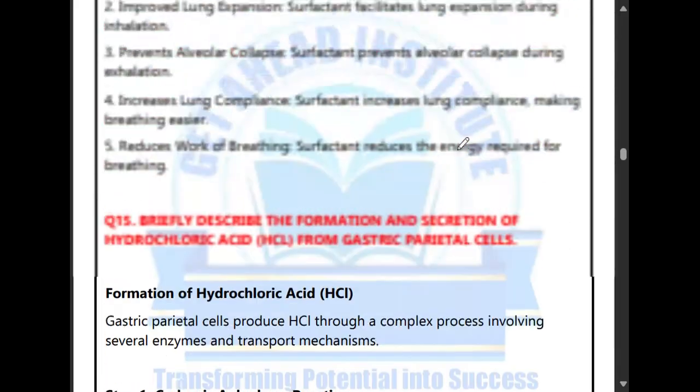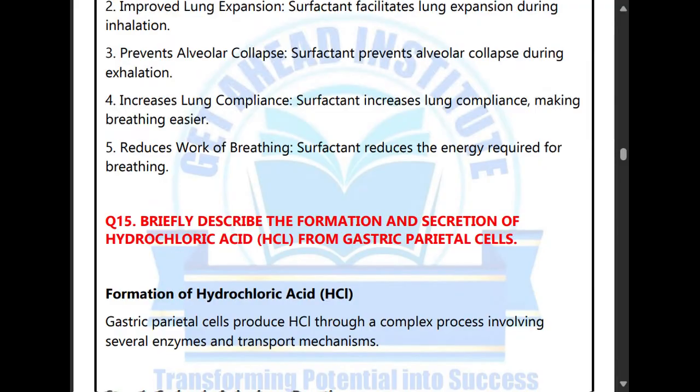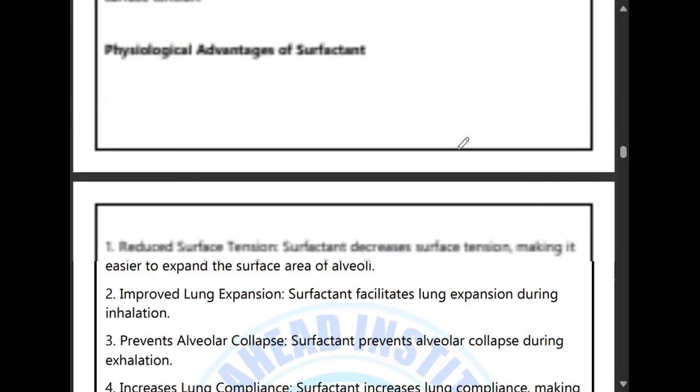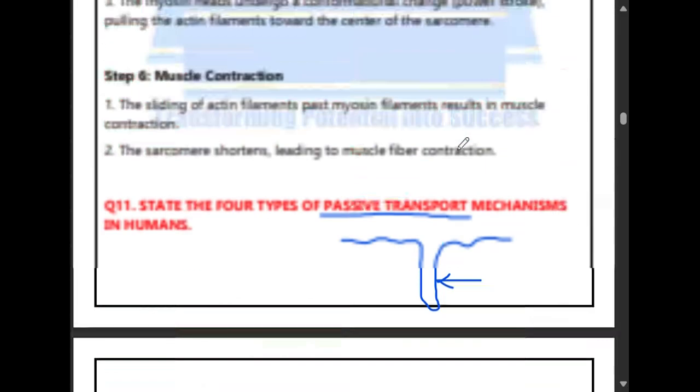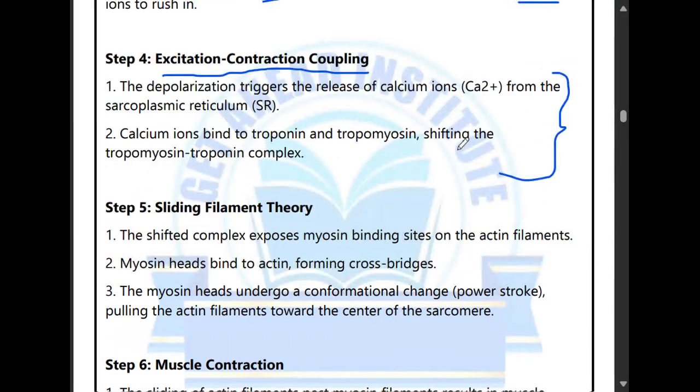What question are we looking at? We are looking at question number 10, right? Yes.